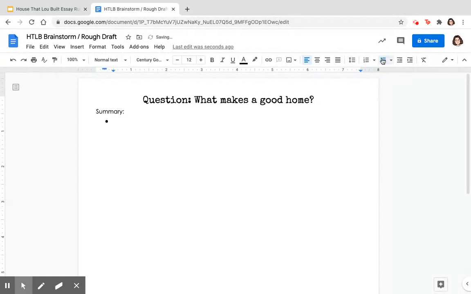So the first part of a plot diagram is called the exposition. You remember that what we did in Cinderella. This is where we would list the protagonist, a conflict or antagonist, and the setting.